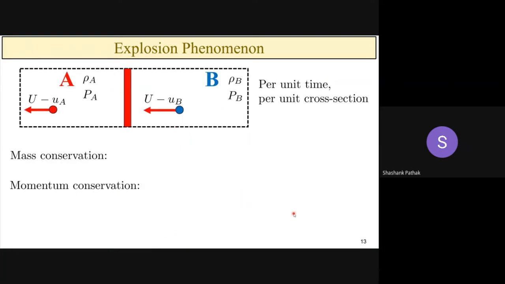Now please try to write the mass conservation equation. Consider per unit time, per unit cross section. Rho B is the density before shock. PB is the pressure in this particular zone. Rho A is aftershock density and PA is aftershock pressure. So please try to write mass conservation. I want to know who can write it correctly. Please try and then I will come.